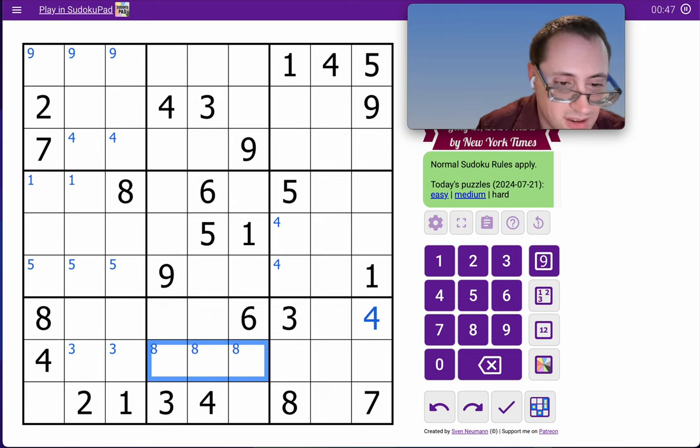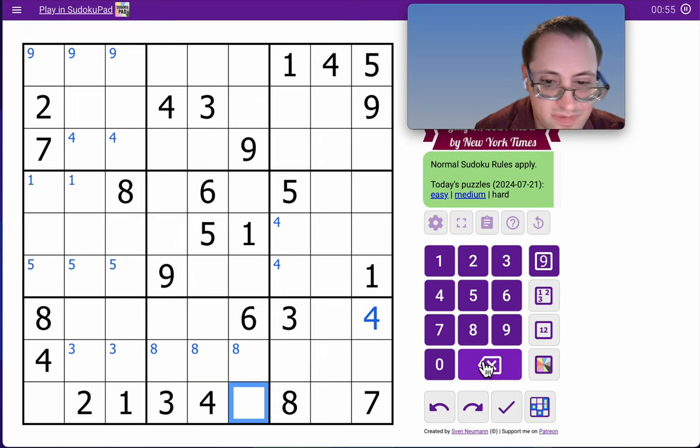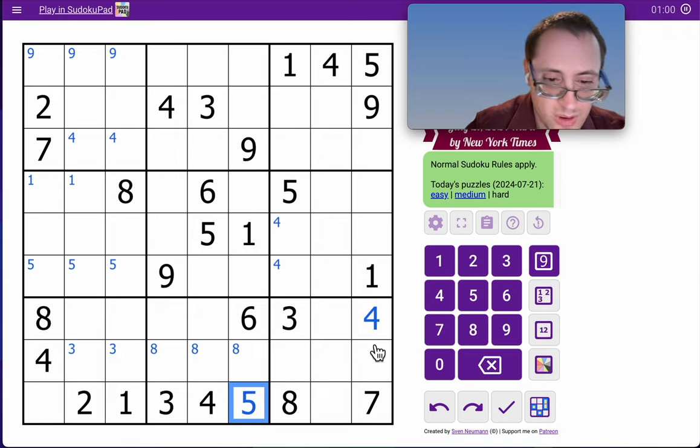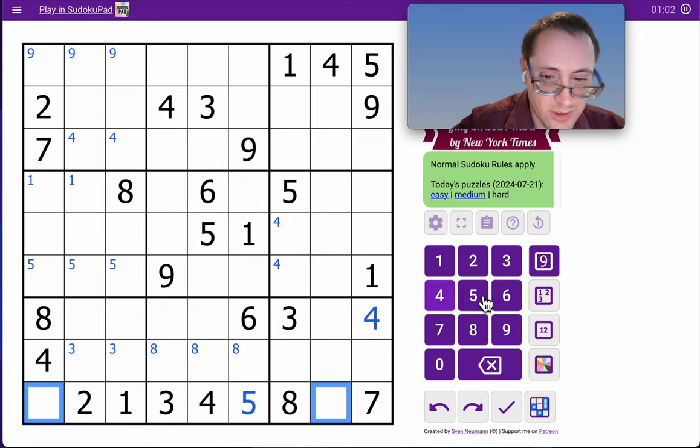I'll get an 8 in row 8. 1, 2, 3, 4, 7, 8. I need 5, 6, and 9. For row 9, I can place the 5 immediately. So I know what the two remaining cells are.